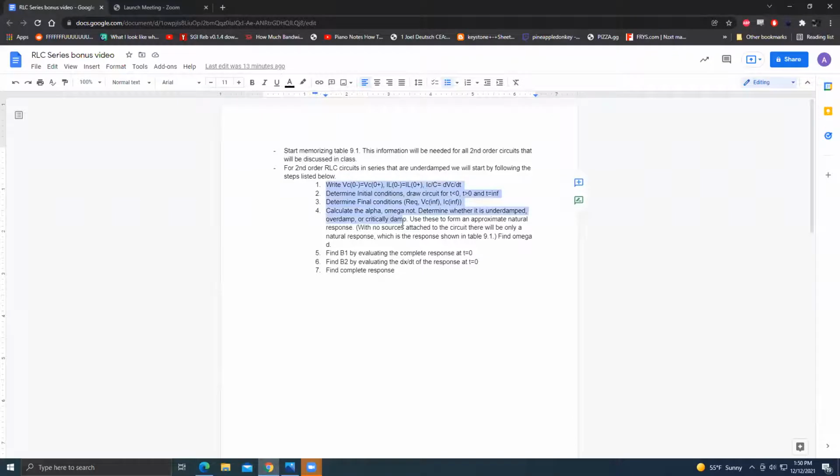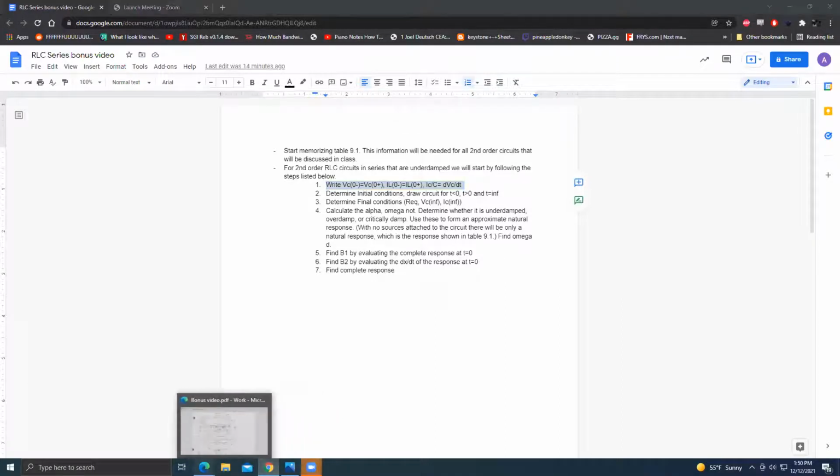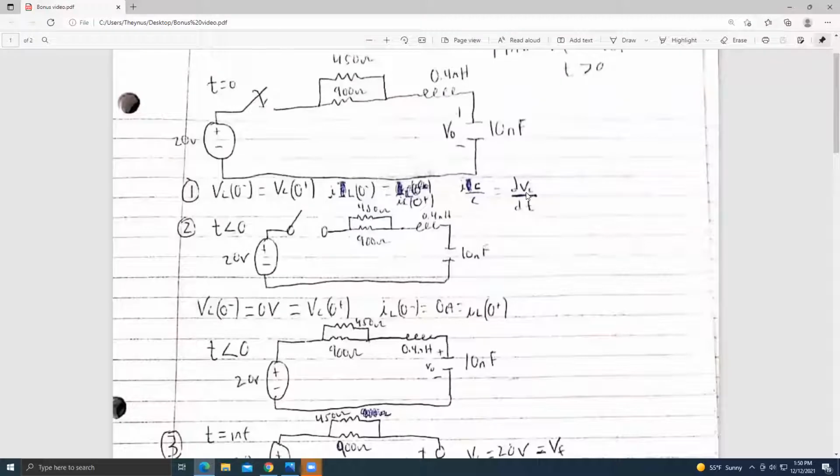Next, we will actually follow these 7 steps to solve the RLC circuits presented to us. And we are going to start with step 1. Step 1 involves writing that our VC0 minus is equal to VC0 plus, IL0 minus is equal to IL0 plus, and IC over C is equal to dVC/dt. So that is exactly where we started.